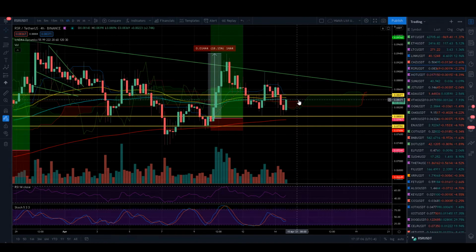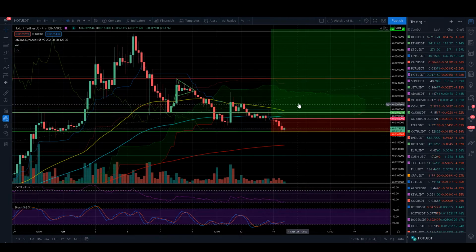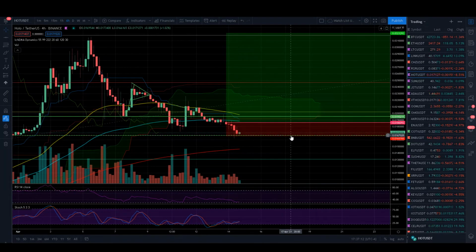They found me. All right, so RSR still looks like a good entry. HOT, that was a long-term entry, so ignore this. This isn't like a tight stop loss here or anything. I'm fine with it coming back down to this level. I just bought in right here. I'll probably buy in a little bit more if it holds around this level.